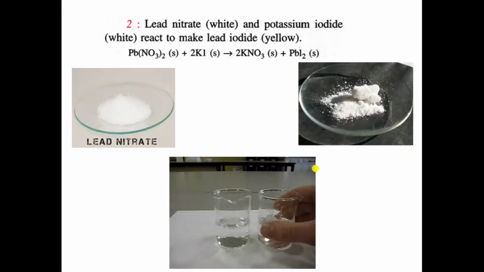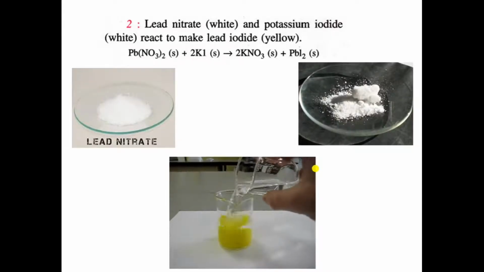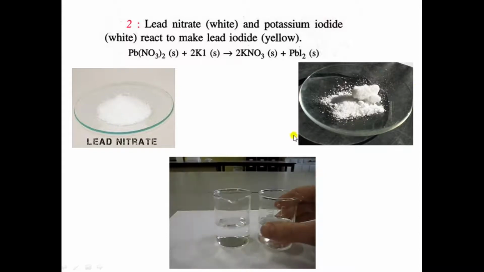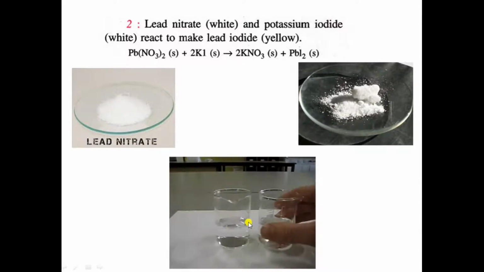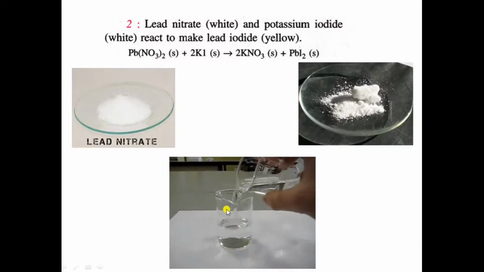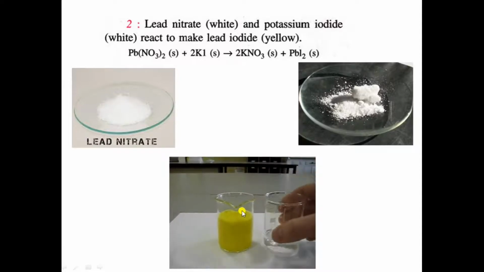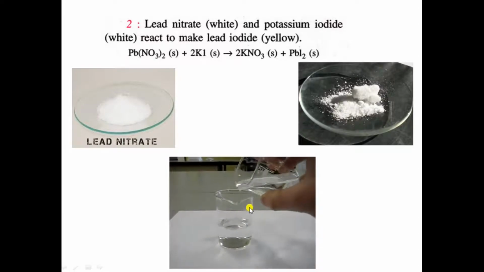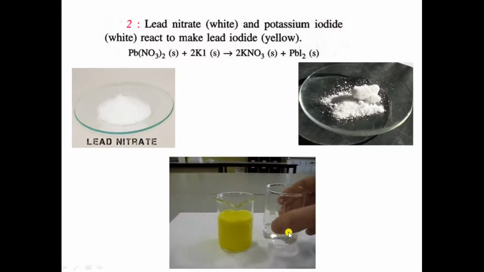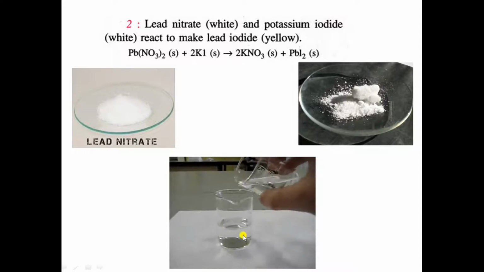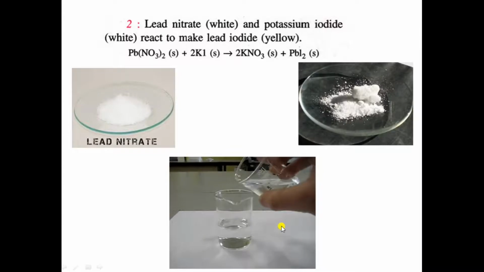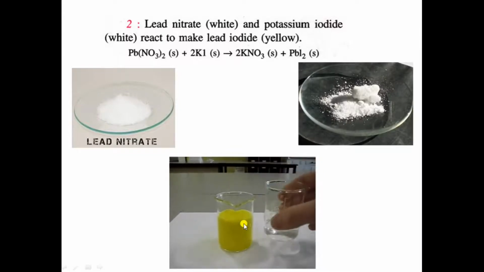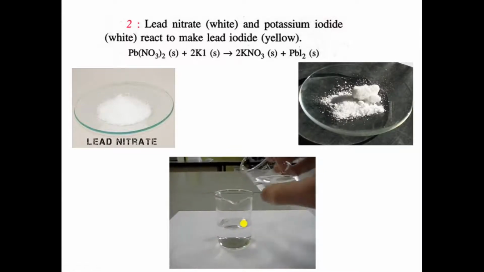So let's go to the first reaction, that is the mixing process. See here, this is lead nitrate and this one is potassium iodide. You can see that when lead nitrate and potassium iodide react, the product is lead iodide, which is yellow in color. There are two beakers, where one contains lead nitrate and another contains potassium iodide. When they react, a yellow color is formed, that is lead iodide.